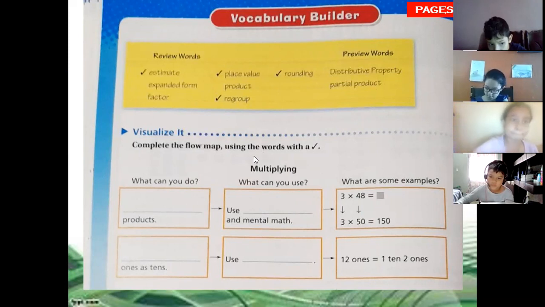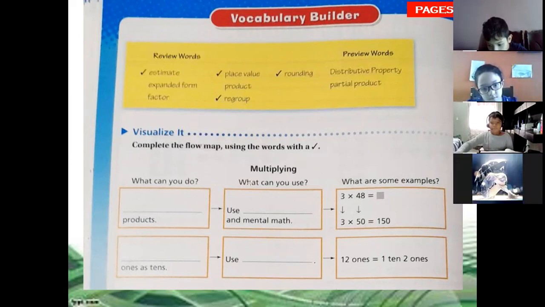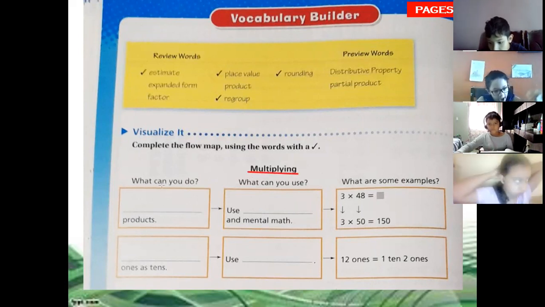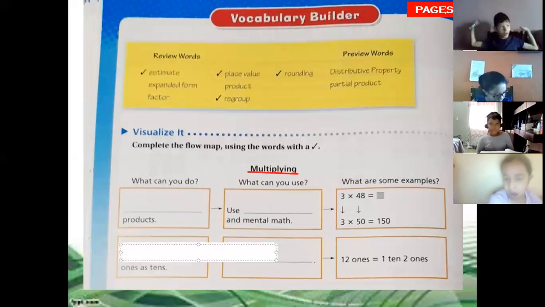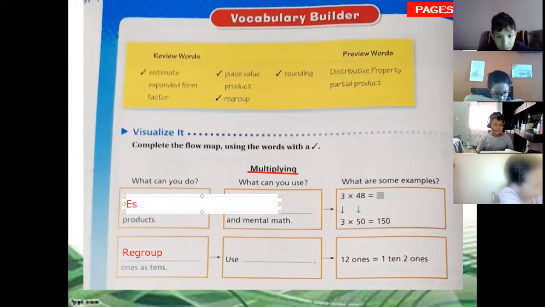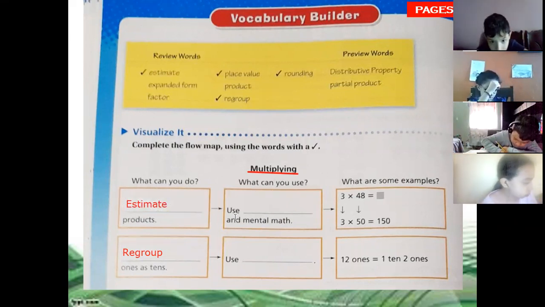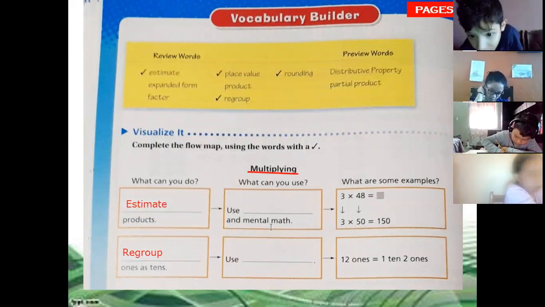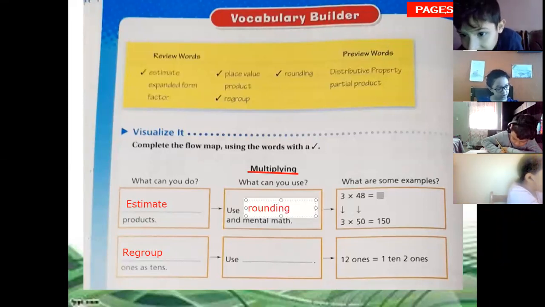Visualize it. Complete a flow map using the words with a check. The first one, multiplying. What can you do with multiplying? You can regroup. Yeah, that's correct. We can regroup ones as tens. And we can also estimate products. Now, what can you use? We can use rounding and mental math.